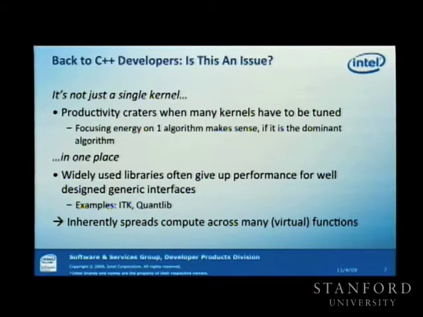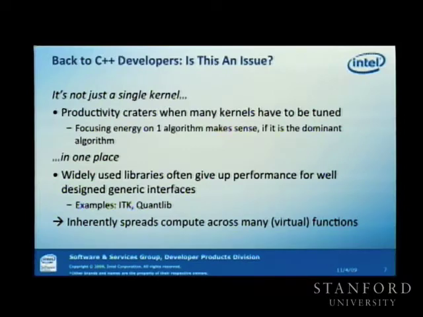But if you have code dispersed everywhere, you're going to be better off getting 50% of peak performance on the 20 places where performance matters, versus getting 100% of peak performance in one of the 20 places. What that really means is that you're going to have to focus your effort everywhere to make up for that dispersal of performance.